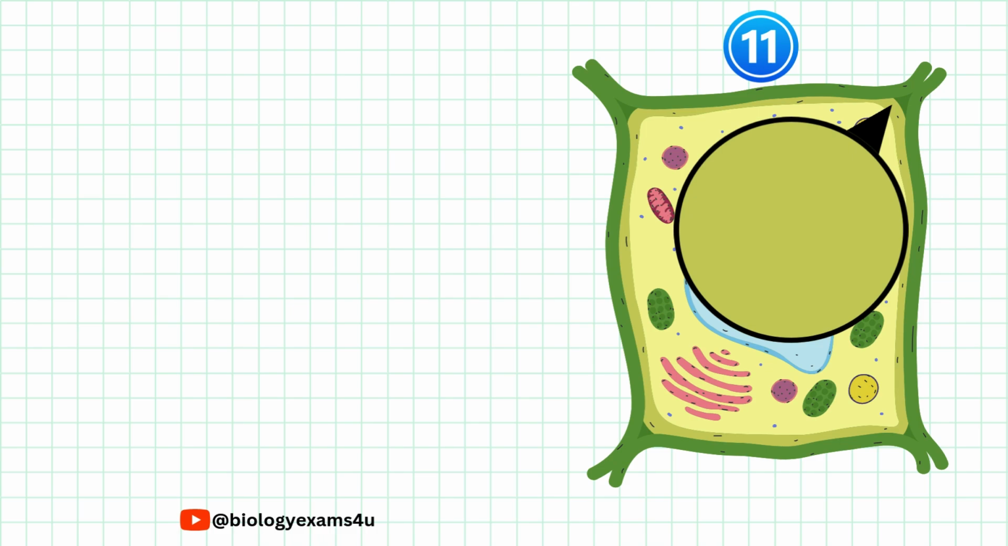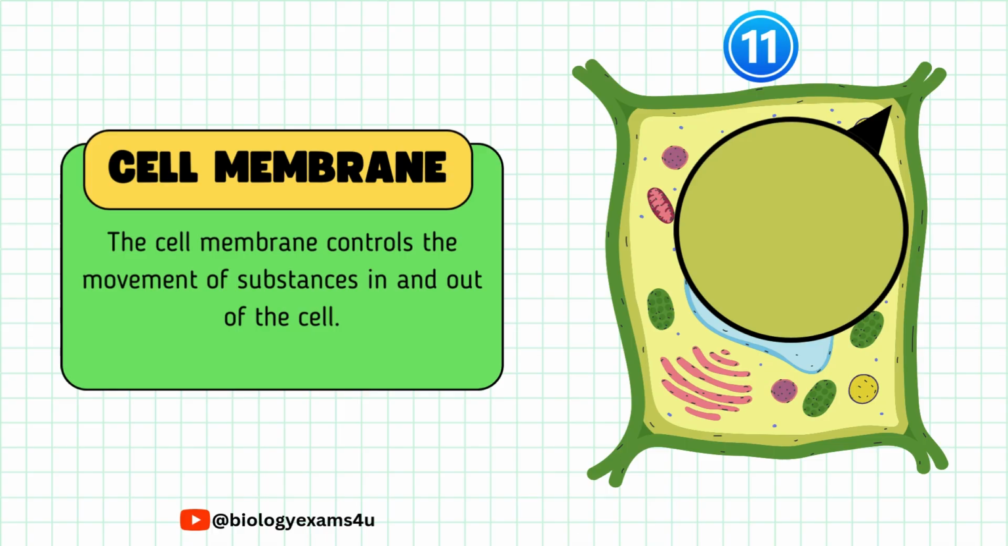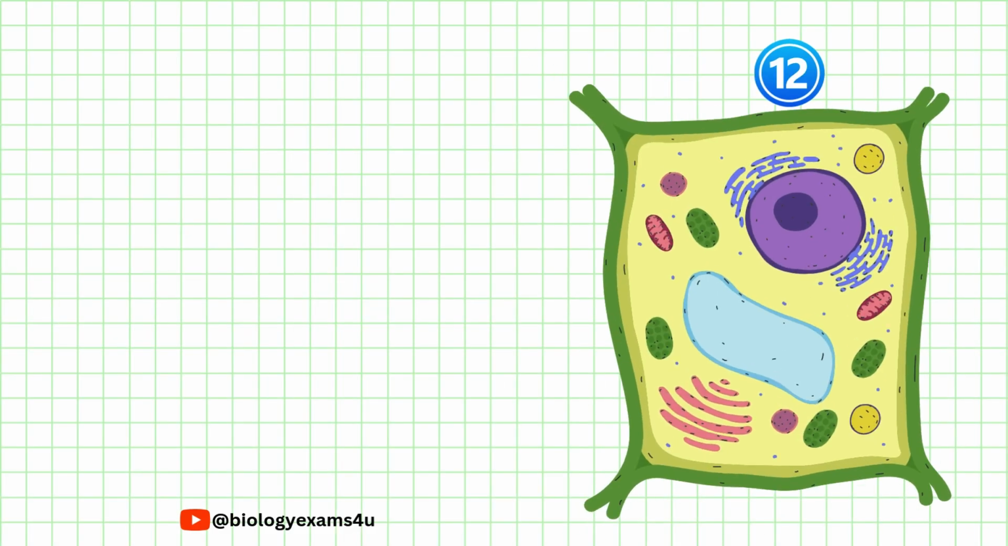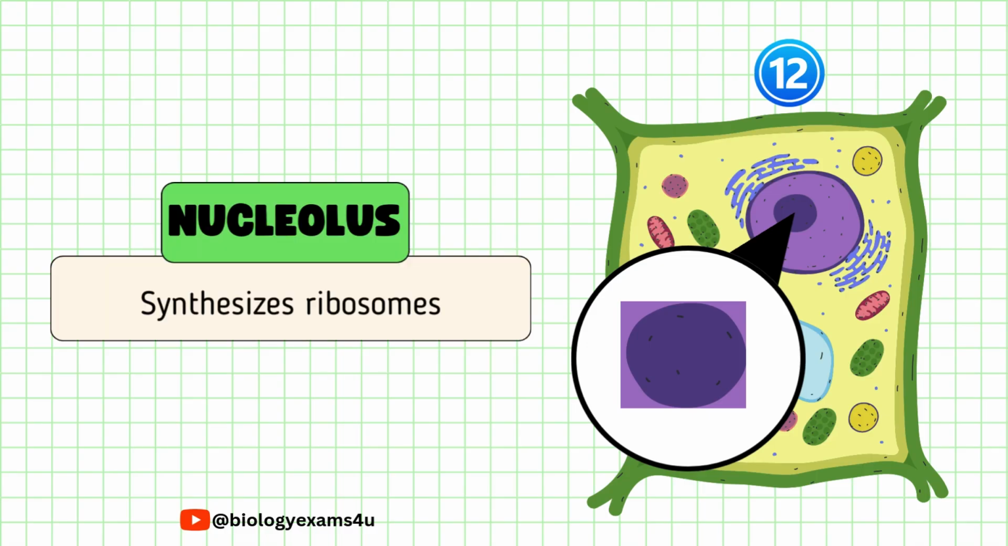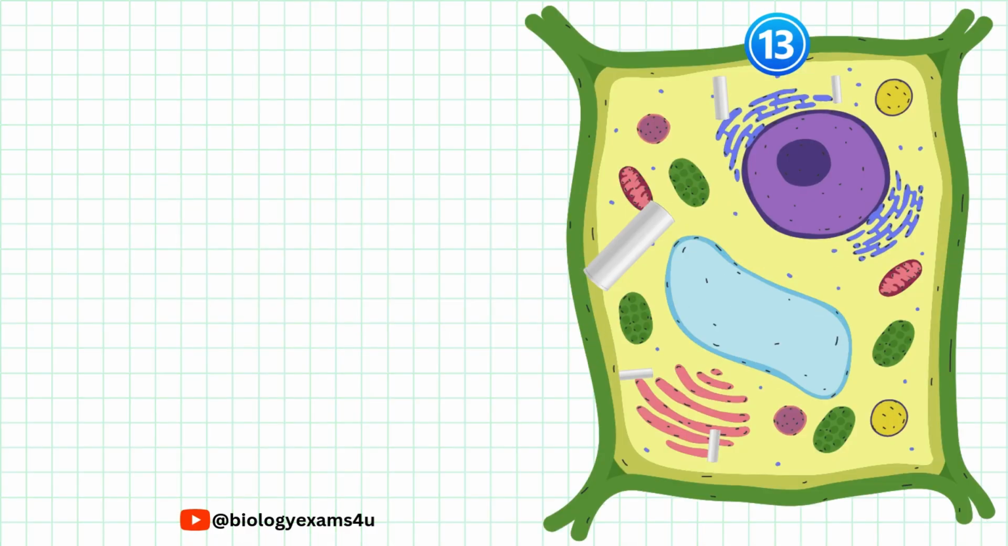11th one. Yes, it is a cell membrane that controls the movement of substances in and out of the cell. 12th structure. It is a nucleolus that is inside the nucleus and is involved in ribosome synthesis.